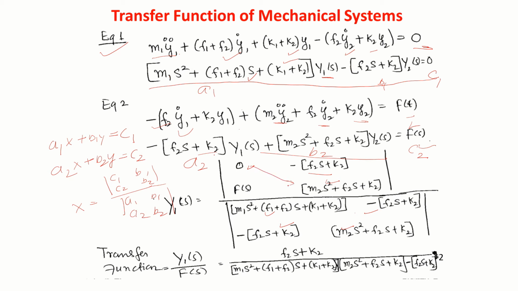Now this into this will become 0, minus of minus this will become plus F2s plus K2 into F of s. F of s I have taken here, Y1 of s is here. Then this into this, I have got minus into minus plus, plus into minus minus F2s plus K2 square. You see here s square and s square when you multiply, s to the power of 4. Highest power of s is 4. It is a fourth order system.